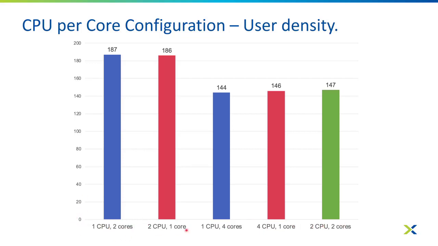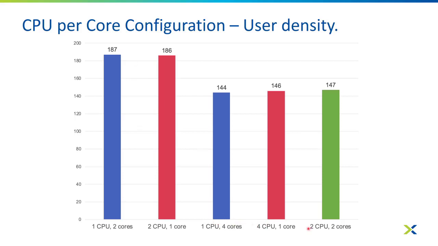Ultimately, in these two cases, we have 2 compute units, if you want. What we see is the performance, the user density, is pretty much the same. So configuring your virtual machines for CPUs or for cores doesn't really make any difference.